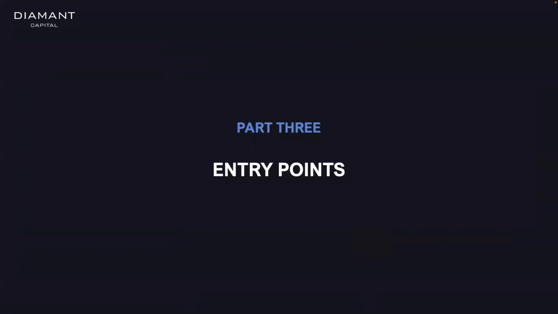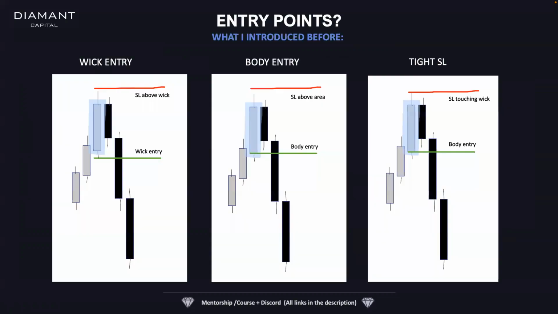Now, part 3, talking about entry points. When I introduced the whole idea of the 3 order blocks, this is exactly what I talked about: the types of entries that you can have. Let's say we've identified this standard order block that we're quite interested in. There are 3 ways, or generally 2 ways, that you can enter it, but the last one's just a bit different. The first way is entering through the wick.